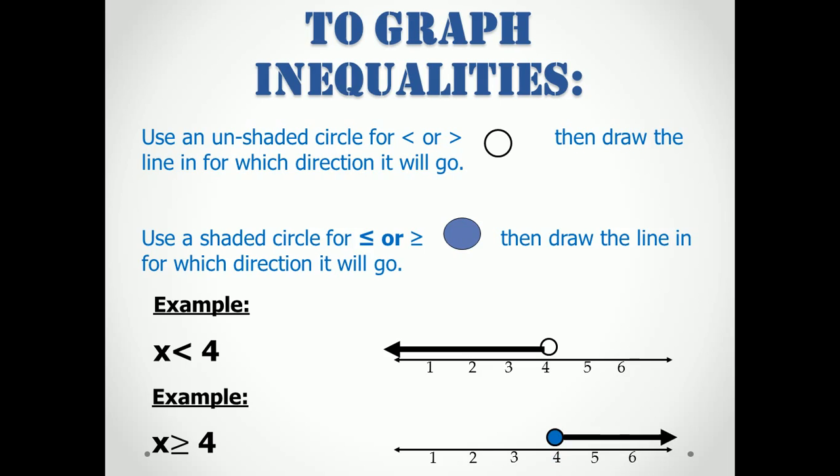Now what's the difference? Well, with the less than, it means that the values of x such that x is less than 4 will not include 4, and that's why it's not shaded. However, with the second example where you see the circle is shaded, it means that the values that are greater than or equal to 4 will include 4, as well as the other numbers that are greater than 4. So that's basically the difference. So again, an unshaded circle is used to represent less than or greater than, and a shaded circle is used to represent greater than or equal to or less than or equal to.